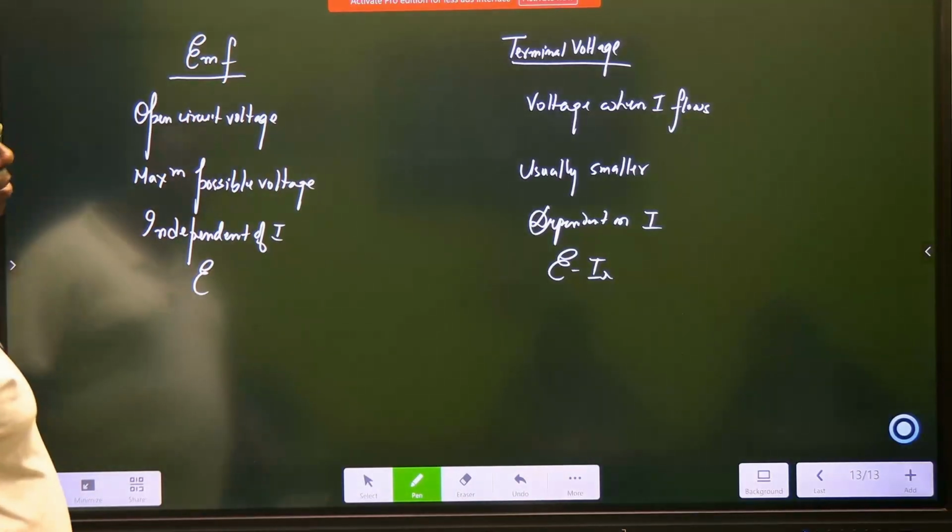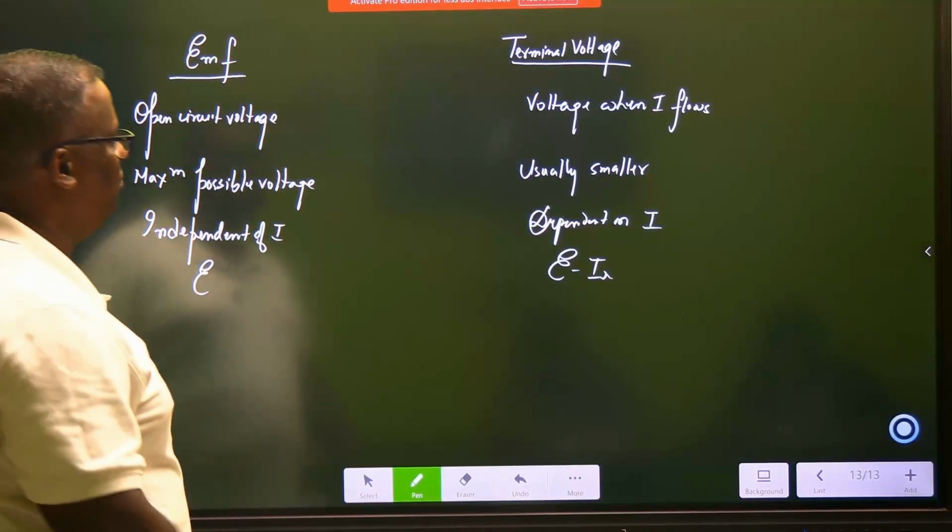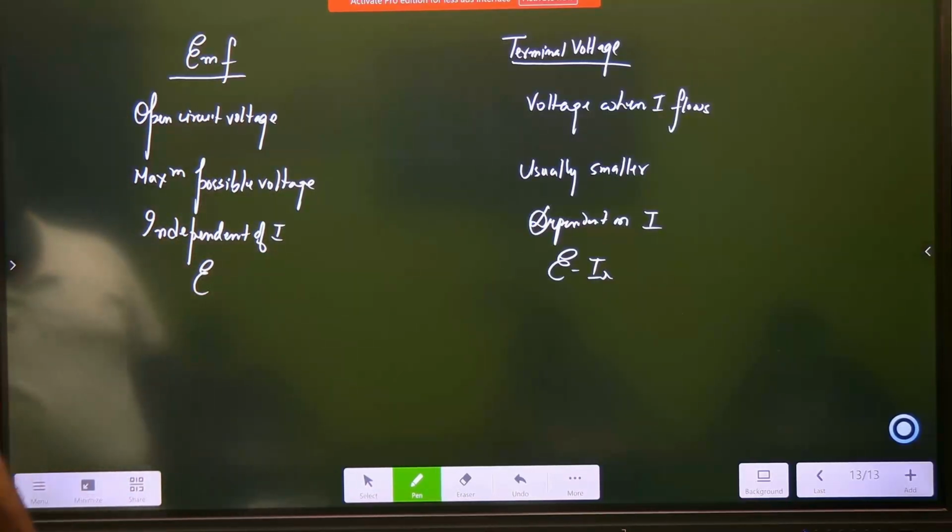Just give me 5 more minutes. I just want to complete this section so that by the time we meet next time, it's only Kirchhoff's law.